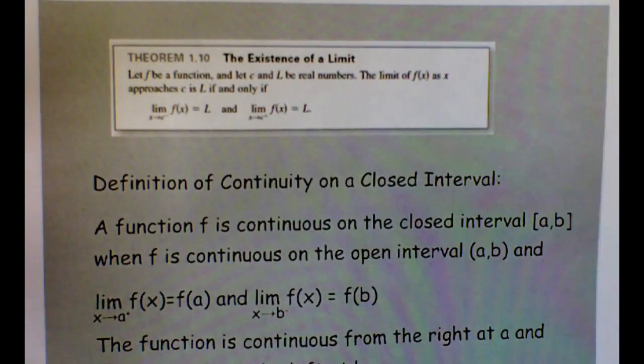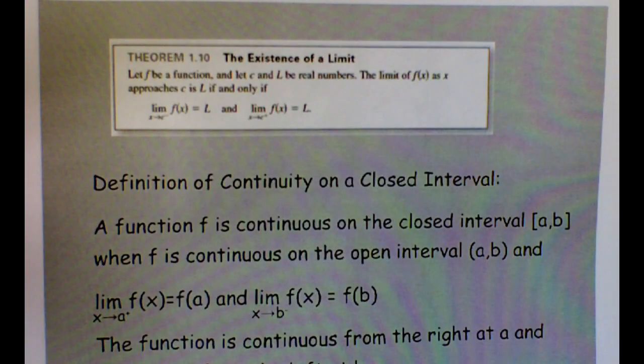Then we have the definition of the existence of a limit. Let f be a function, and let c and L be real numbers. The limit of f of x as x approaches c is L if and only if the limit from the left and the limit from the right are both equal to L. So the limit only exists if both of the limits from the left and right are the same value.